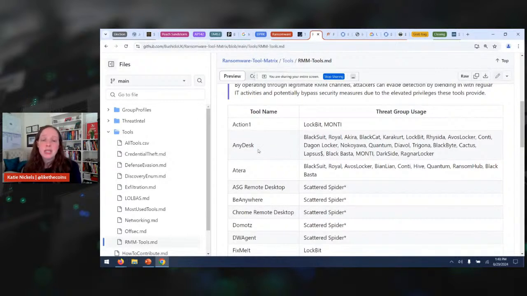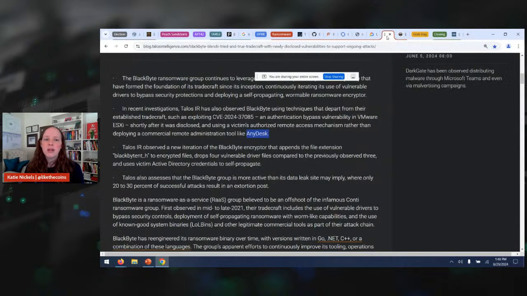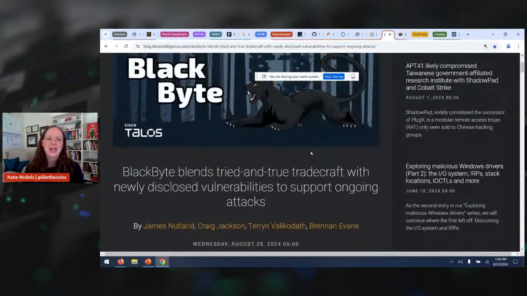And if I had to prioritize which of these tools I need to look for in my environment, AnyDesk is used by quite a few of these actors. So if you care about ransomware, which you probably should regardless of what organization you're in, another good one to take a look at.